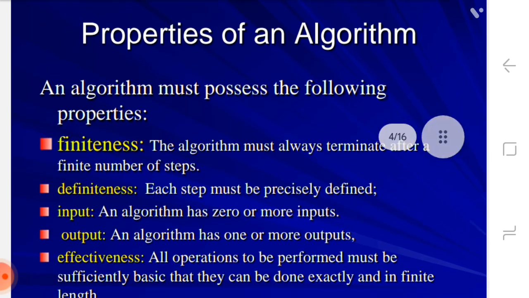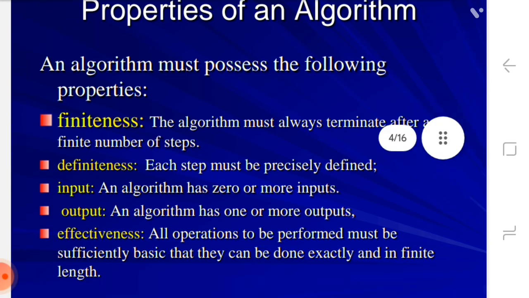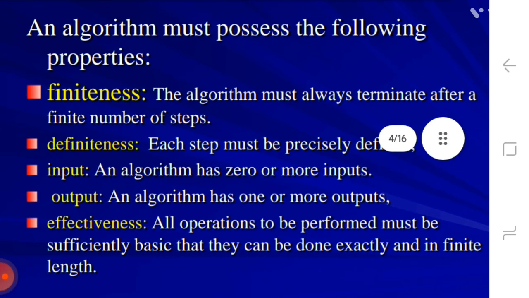An algorithm must possess the following properties. So you need to see effectively what the points mentioned over here are, that the algorithm should possess. First is finiteness. What do you mean by finiteness? The algorithm must always terminate after a finite number of steps. So there could not be an algorithm you are writing infinitely. That is not at all possible. You need to stop at some point of time.